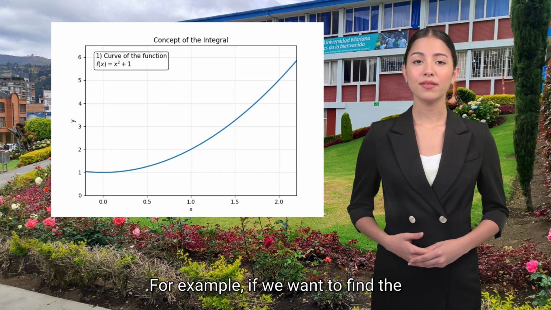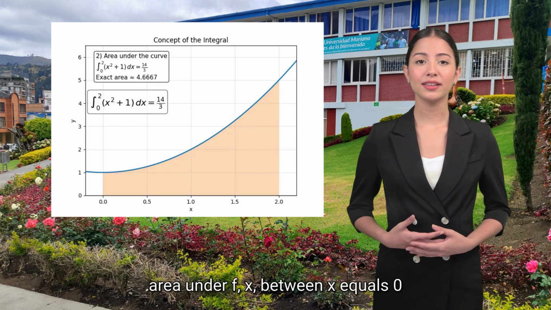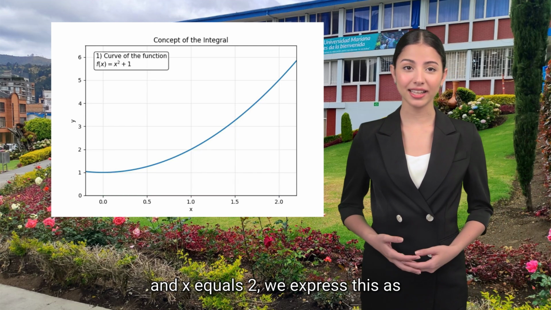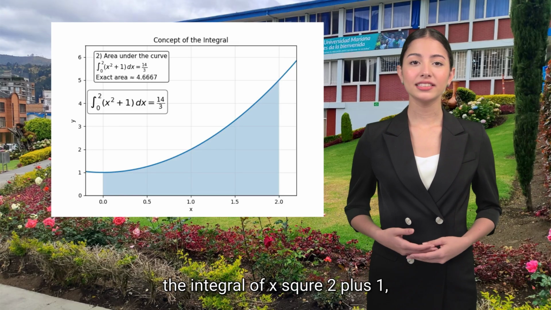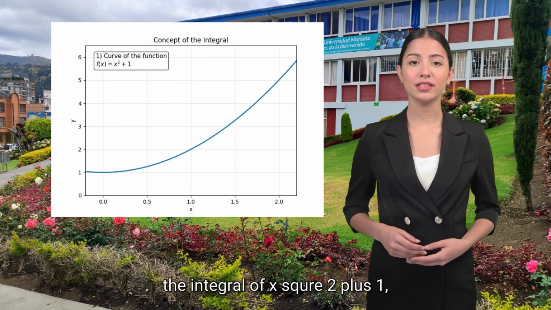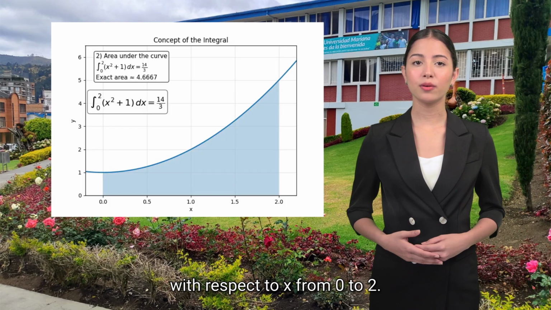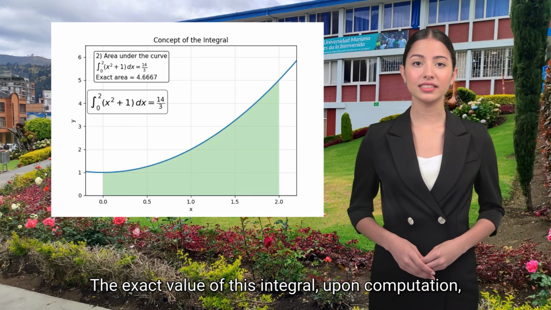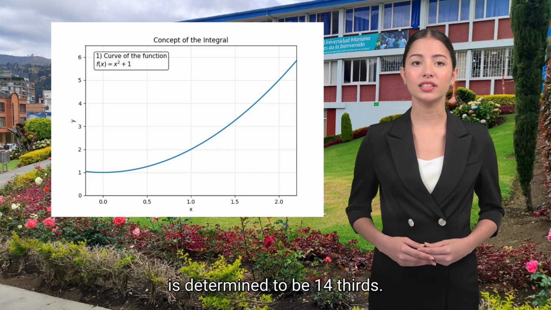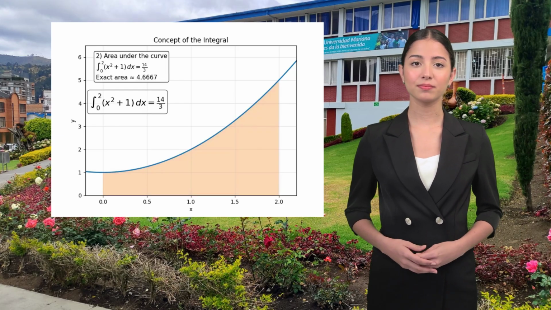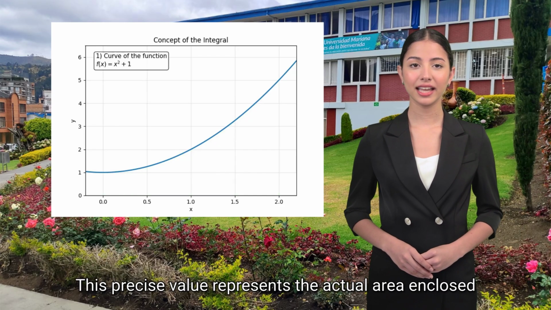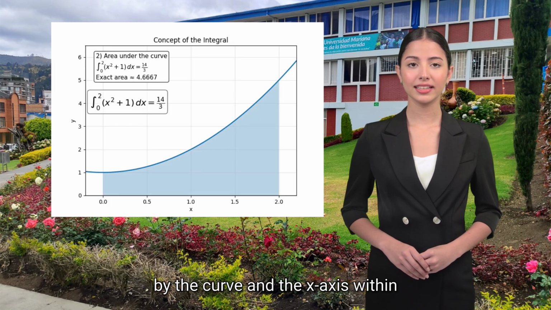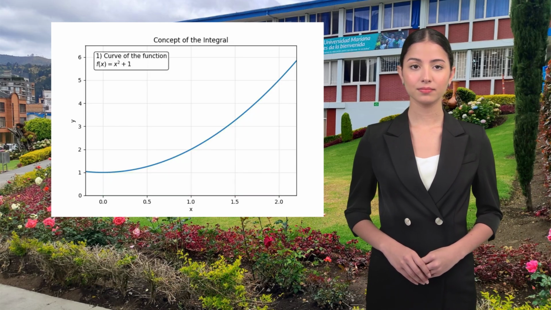For example, if we want to find the area under f(x) between x equals 0 and x equals 2, we express this as the integral of x squared plus 1, with respect to x from 0 to 2. The exact value of this integral, upon computation, is determined to be 14/3. This precise value represents the actual area enclosed by the curve and the x-axis within the defined limits.